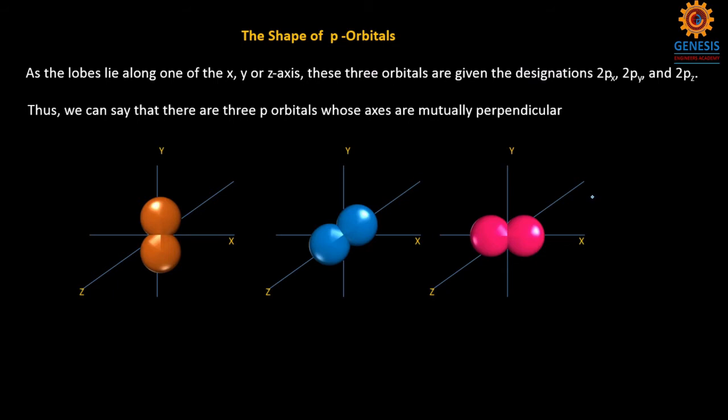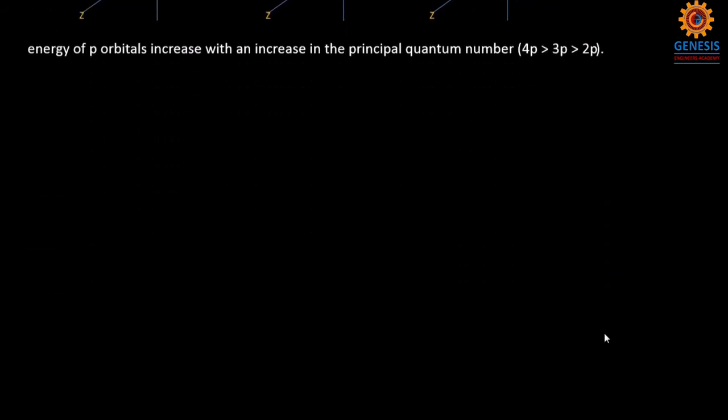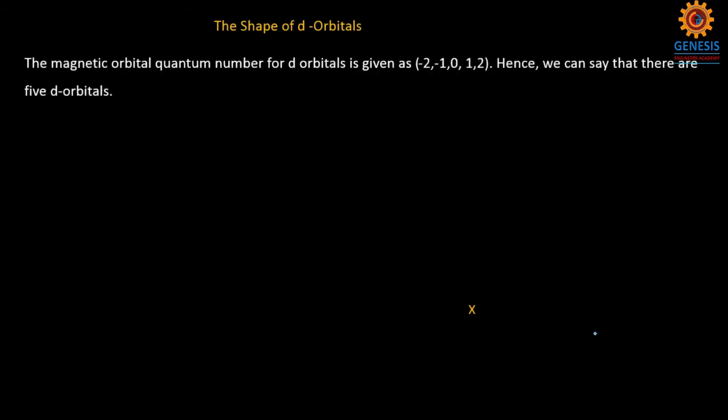So the energy of a p orbital increases with an increase in the principal quantum number, the same as that of an s orbital. Next, the shape of d orbitals. The magnetic quantum number for d orbitals is given as -2, -1, 0, 1, 2. Hence we can say that there are 5 d orbitals. This we have found through the magnetic quantum number.